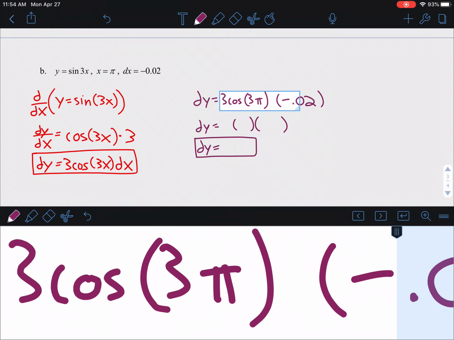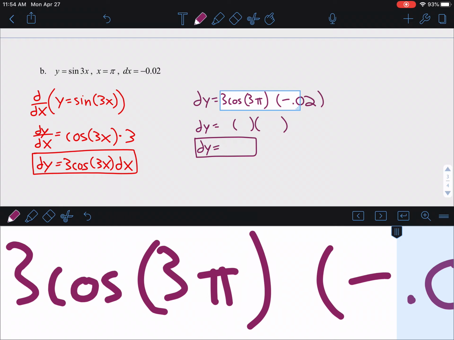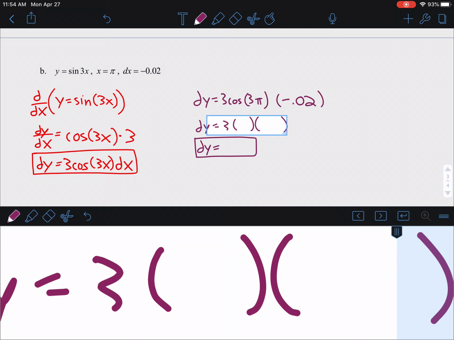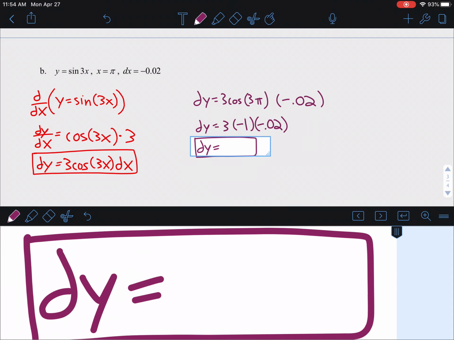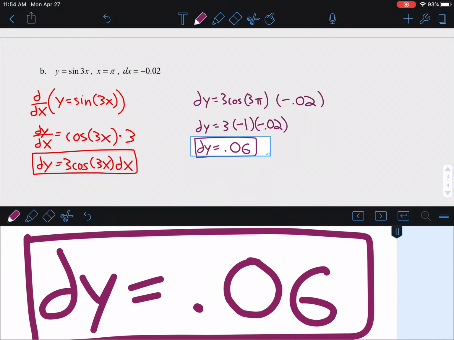And so cosine of 3 pi is coterminal with pi. So this is going to be 3 times the cosine of pi, which is negative 1, times negative 0.02. So double negatives, I'm going to get positive. So 3 times 0.02 is going to be 0.06. And that's going to be my approximate change in the y values.